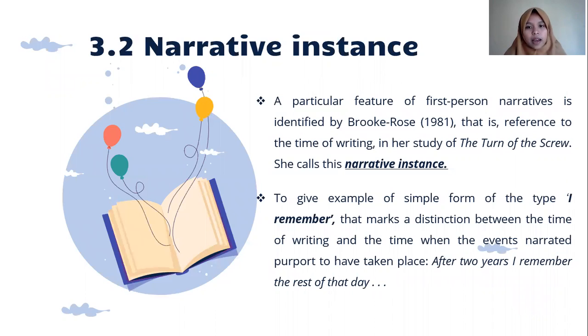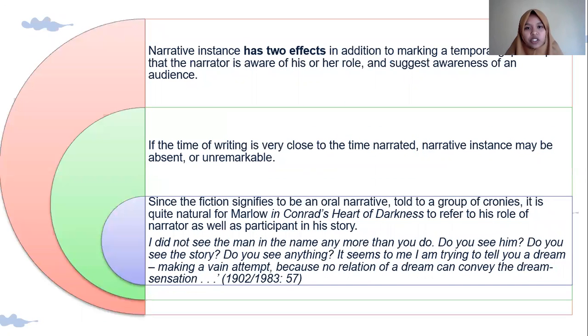Narrative instance. A particular feature of first-person narrative is identified by Brooke-Rose in 1981, that is, reference to the time of writing in her study of The Turn of the Screw, and she called this narrative instance. Actually, narrative instance is closely related to the time of writing. A simple example of the type is "I remember," which marks the distinction between the time of writing and the time when the events narrated purport to have taken place. "After 2 years, I remember the rest of that day." The further explanation is here.